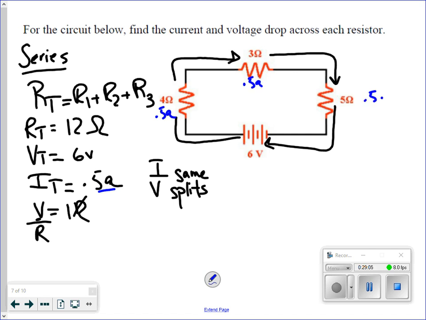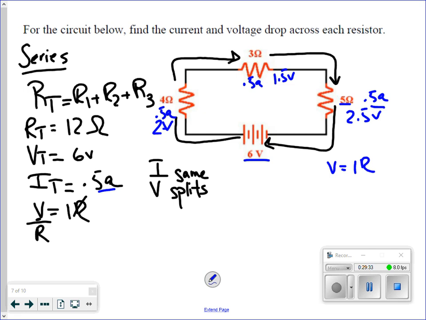And now I have 2 out of the 3 pieces. I can use V=IR and figure out the voltage, right? So 5 ohms times half an amp is going to be 2.5 volts. Half an amp times 3 ohms is going to be 1.5 volts. Half an amp times this one, 4 ohms, is going to be 2 volts. And you'll notice the 2 plus the 1.5 plus the 2.5 adds up to 6, as it should, because it splits. It doesn't split evenly, but it splits.